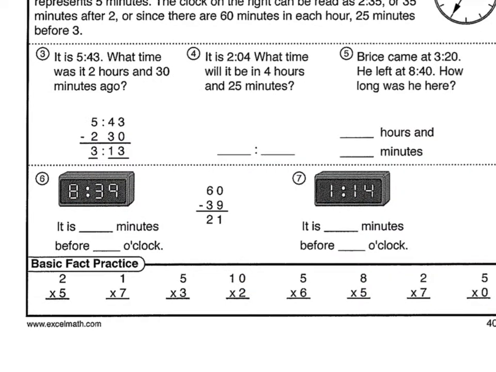Alrighty, here we go. Here are the answers for your math fact practice. You should have already done these all by yourself. 2 times 5 is 10. 1 times 7 is 7. 5 times 3 is 15. 10 times 2 is 20. 5 times 6 is 30. 8 times 5 is 40. 2 times 7 is 14. And 5 times 0 is 0. Hopefully you didn't put 5 down for that one, or 1. And erase and change any of those that are wrong.